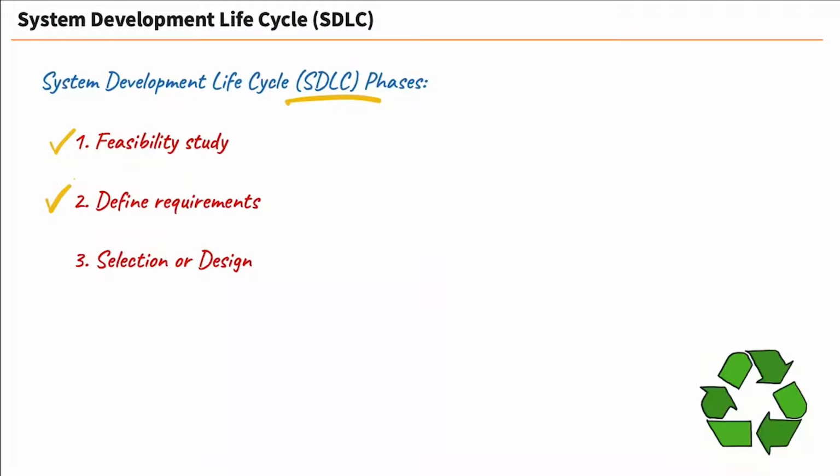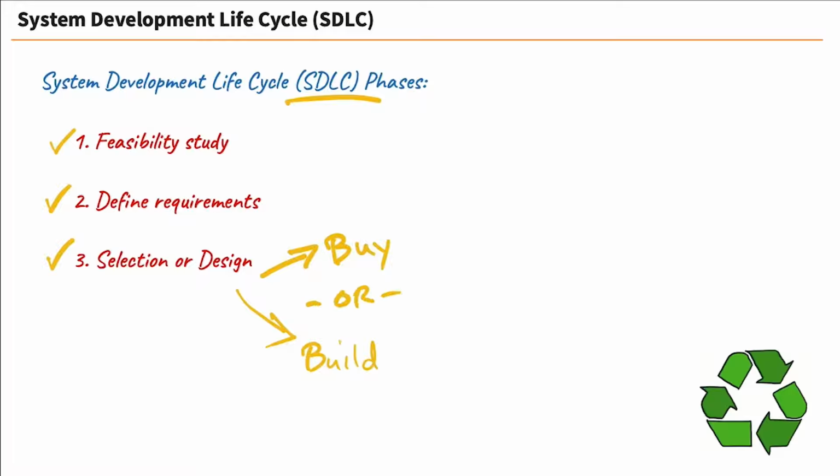Then we move to selection or design. This is where we kind of branch out. So we've got selection and design. We're going to go two different ways. Now, selection means that you're purchasing, so you're buying a new application from someone. Or design, meaning you're building an application in-house yourself. So we'll say buy or build.